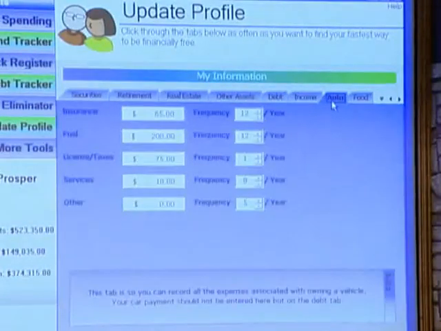Here's your automobiles. And this is not your auto payment. Remember, any debt goes in the debt column. This is just what it costs you to keep your car. Insurance, fuel, license and taxes, and service. And the frequency goes right over here. Notice here on license and taxes, it's 1 time a year. But on services, there's 8 times a year.